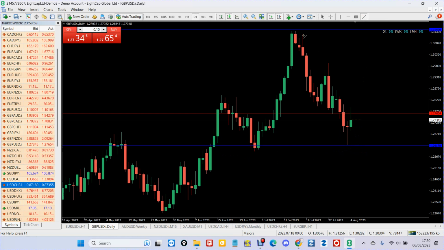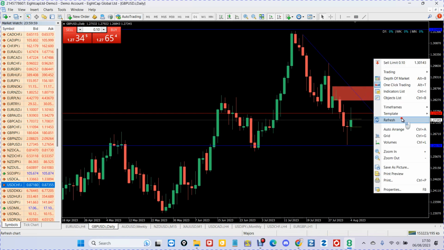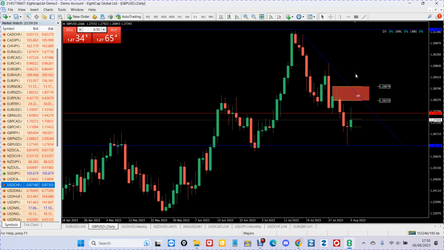So on the monthly, daily, the safest bet is to wait for this trend line to be removed. Okay, that is the safest bet. And once that happens, a pullback for a double bottom would be my kind of setup because we're at the extreme of the range.